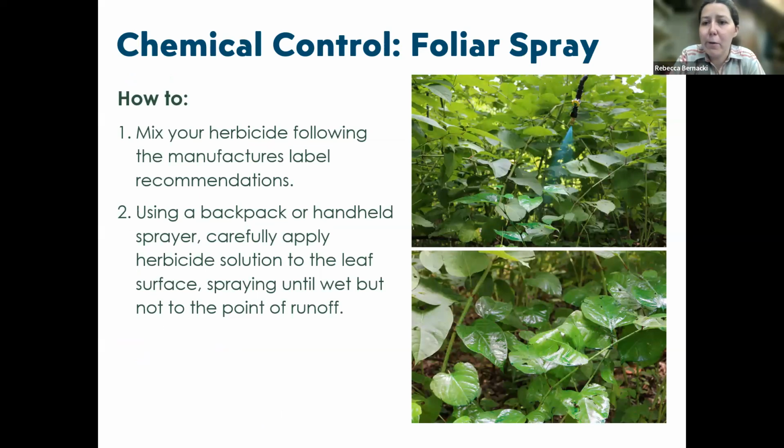Now we'll kind of jump into how we conduct these chemical treatments. So the first is a foliar spray. We're going to read that label and see what our manufacturer's label recommendation is for a rate. And we're going to mix the herbicide according to that rate. Then we're going to use our backpack sprayer, handheld sprayer, or those 1 gallon sprayers you can buy at the hardware store, and carefully apply the herbicide solution to the leaf surface. And we want to make sure that leaf is wet, but that it's not wet to the point of runoff.